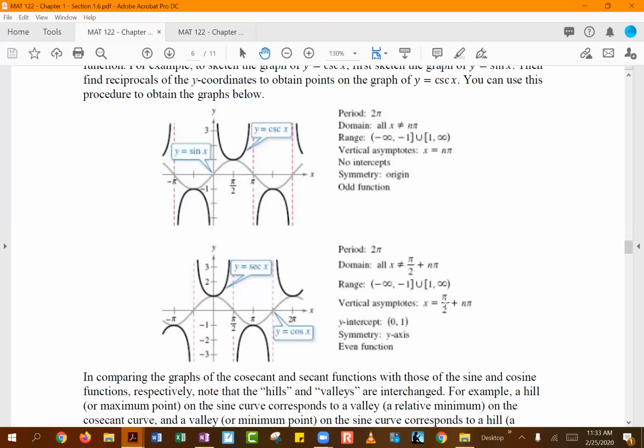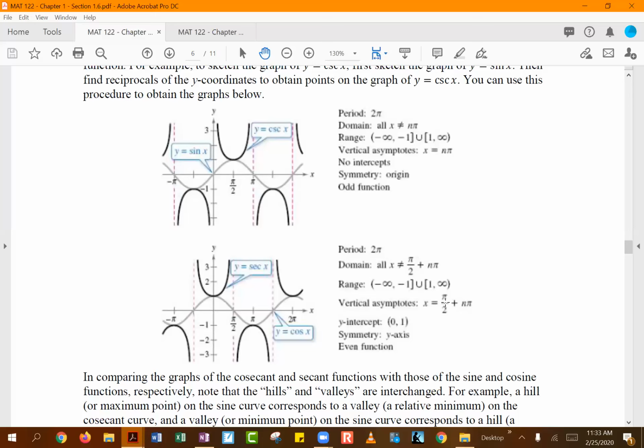For your secant function, same thing, cosine has a period of 2 pi, so secant also has a period of 2 pi. Now, at places where cosine is undefined, we have vertical asymptotes for the secant, so that's going to be at pi halves plus n pi. And then again, same values for your range.